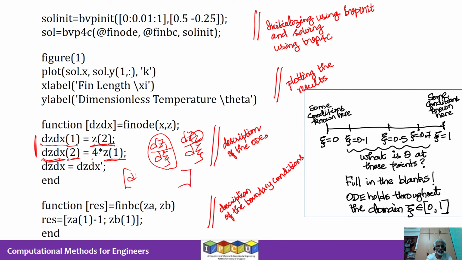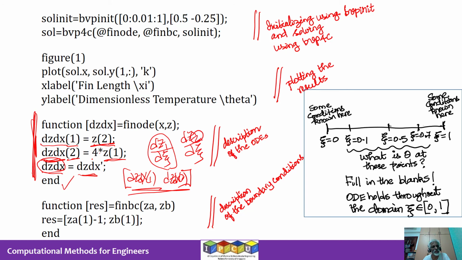Then what happens is, when you write it like this, Matlab will create a row vector. So it will have dz dx1 here and dz dx2 here. But you have to provide it as a column vector. So when you come out of the function, dz dx should be a column vector. Therefore, I say dz dx is equal to dz dx transpose, which will make this row vector into a column vector, albeit with the same name. So the row vector will be erased and a column vector will be created. And the function file ends with end. So this completes the description of the ODE.